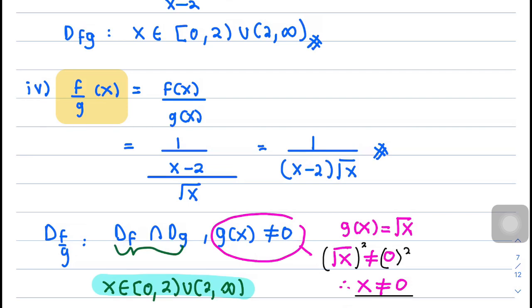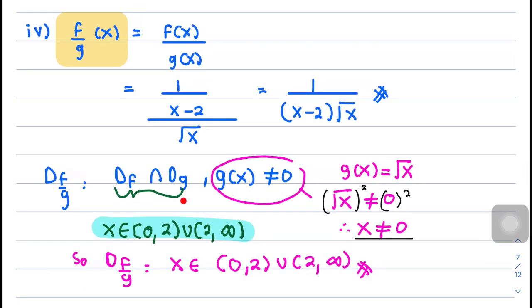And the domain for the division, make sure you have to find the intersection first. This is the answer from the previous part. And you have to consider also your g(x), which is your denominator from the question, cannot be 0. So what is your g(x)? Square root of x cannot be 0. So how to eliminate the roots here? By squaring both sides. So square root of x squared is x, 0 squared is 0. So your x cannot be 0. So combine these two with x cannot be 0. So your last answer will be 0 is excluded. So open bracket 0 until 2, union 2 until infinity.